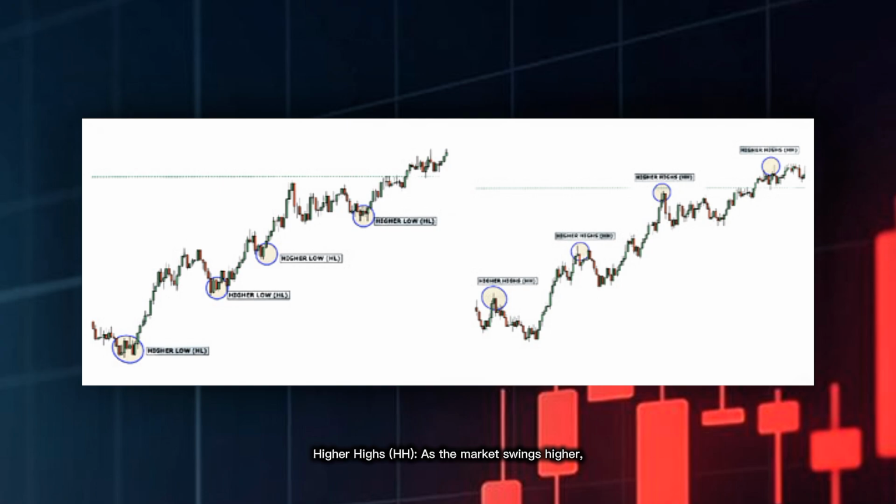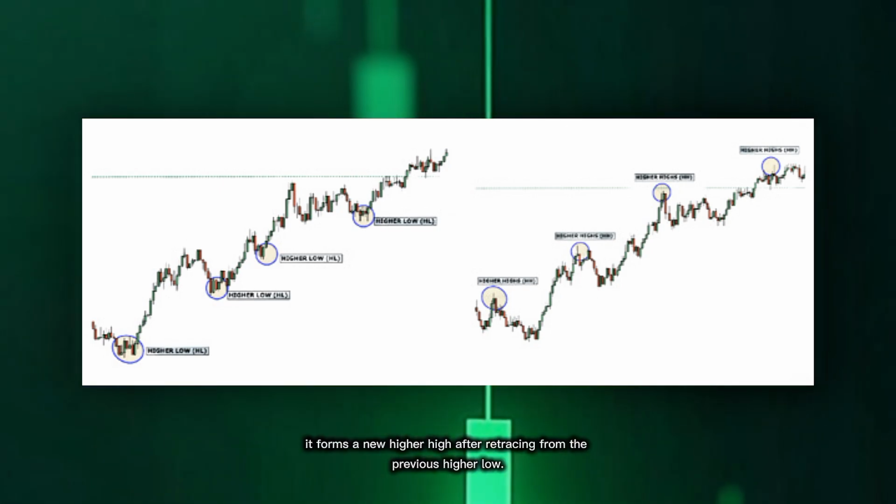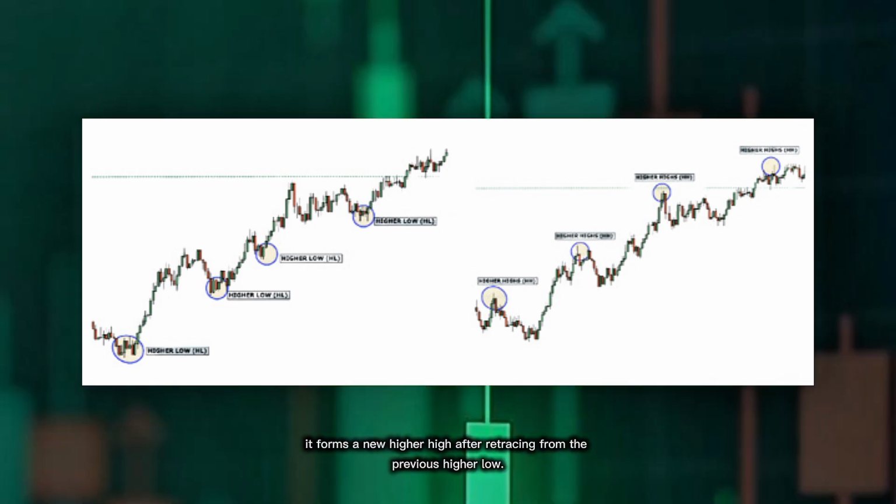Higher highs, HH, as the market swings higher. It forms a new higher high after retracing from the previous higher low.